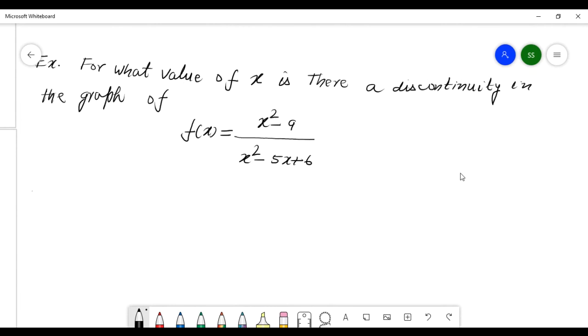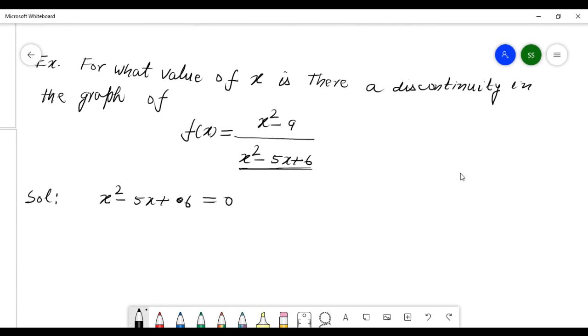Lastly, I told you, and today also I have solved one question. For the discontinuity, you have to check the denominator. This must not be 0. If at any number this denominator is 0, at that number the function is not defined. The function is discontinuous at that number. So how to find that number? Take x square minus 5x plus 6 equal to 0.